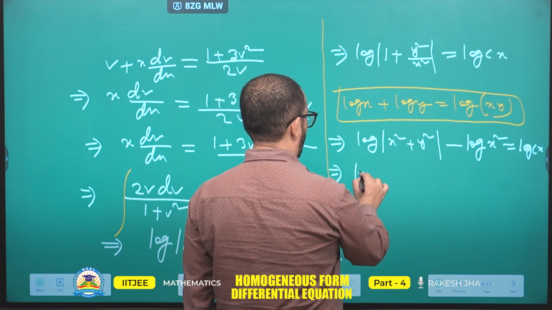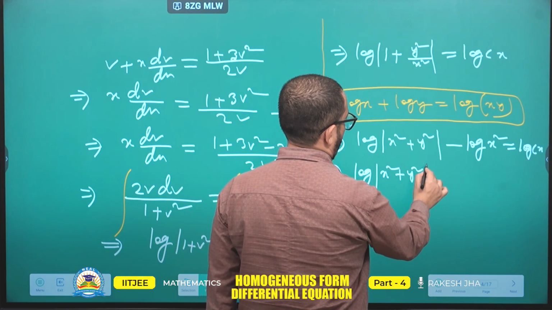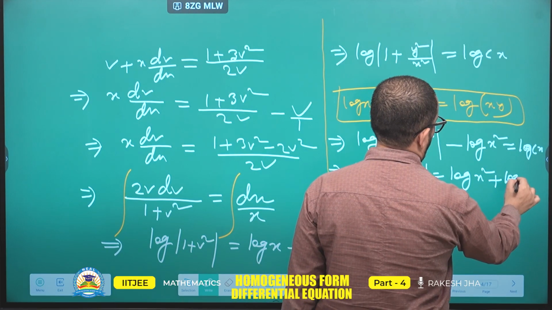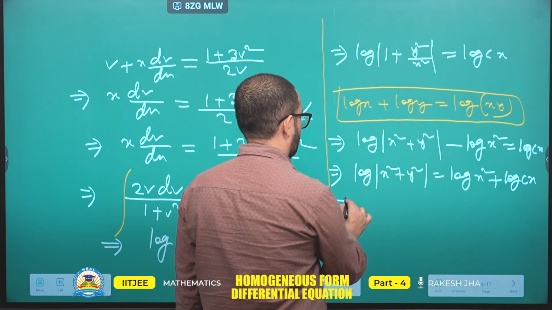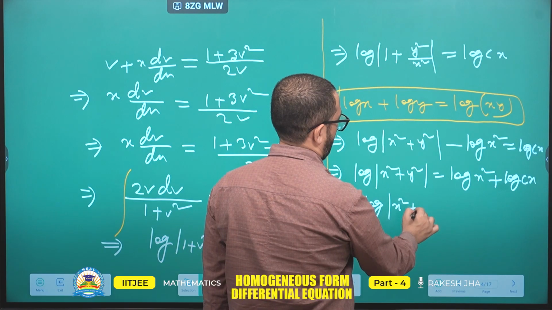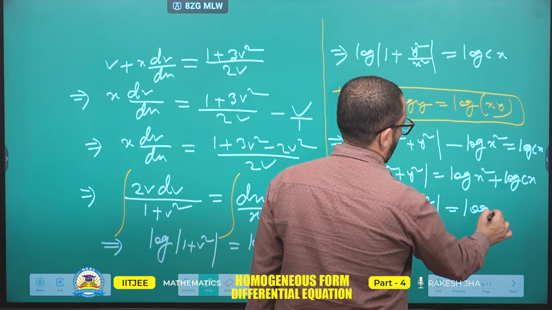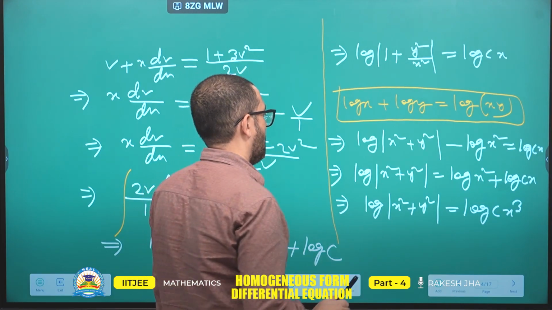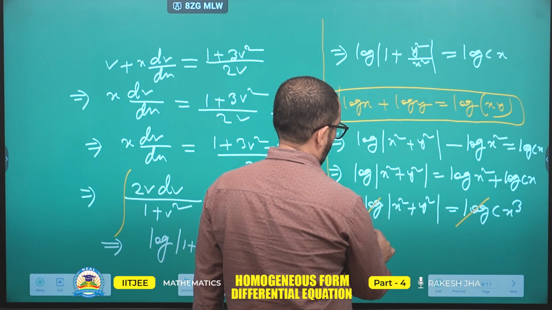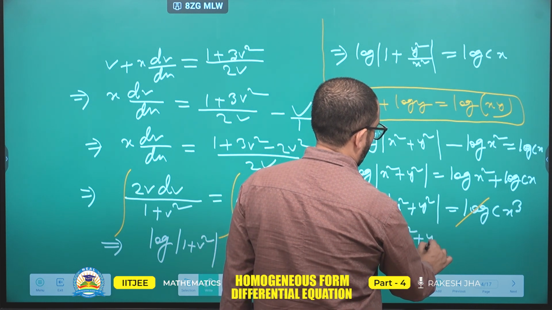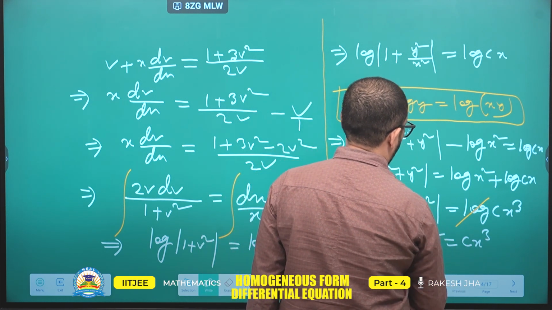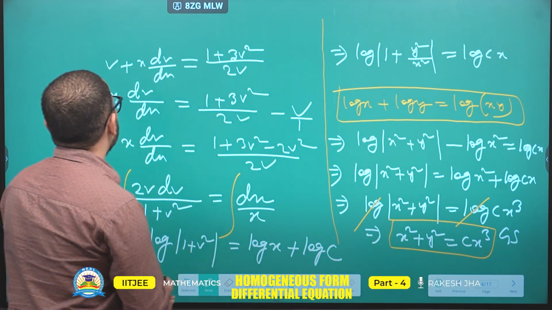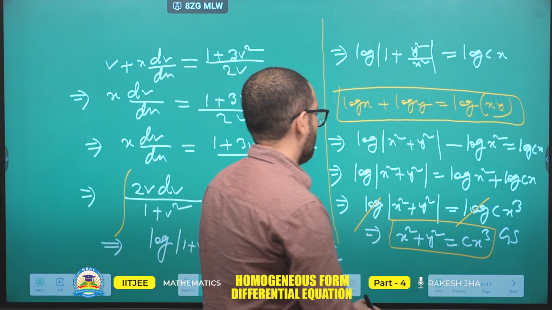So log (x square plus y square) is equal to log x square plus log cx, and the next step is log (x square plus y square) is equal to log of cx cube. Why? Because x square and cx will be multiplying together. We can cancel log on both sides. So here x square plus y square would be equal to c times x cube. So this is nothing but the general solution of the given differential equation.